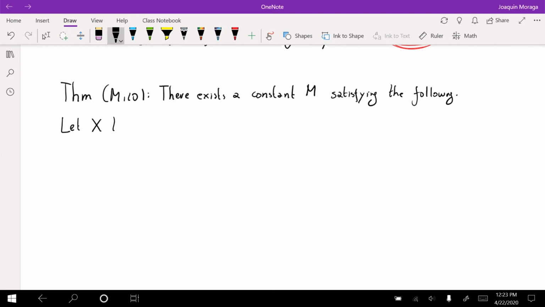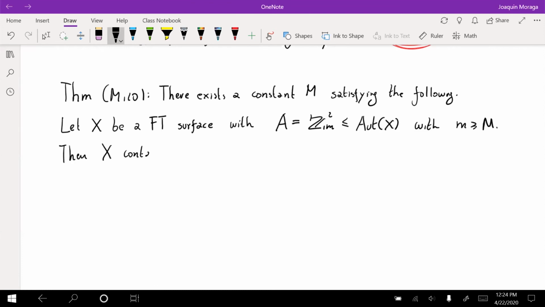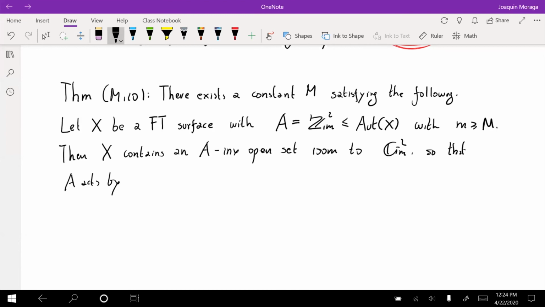Let X be a phenotype surface with A equals Z_m squared inside the automorphism group of X, with m larger than this constant M. Then X contains an A-equivariant, or A-invariant, open set isomorphic to G_m squared, so that A acts by roots of unity on G_m squared. Let's call this open set U.